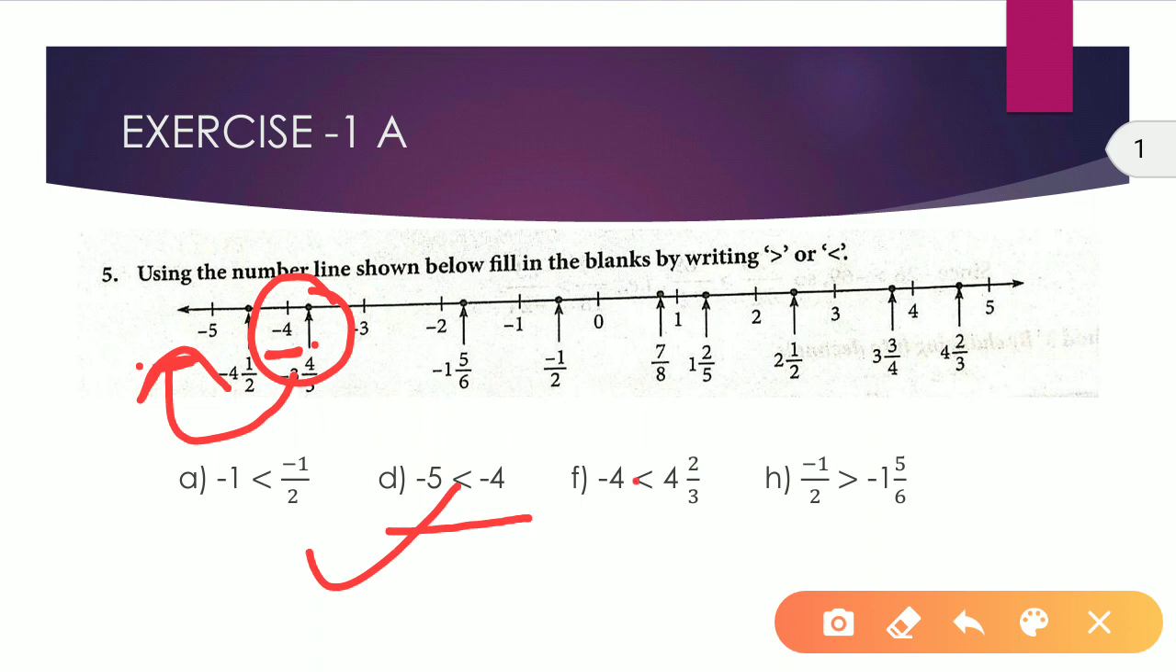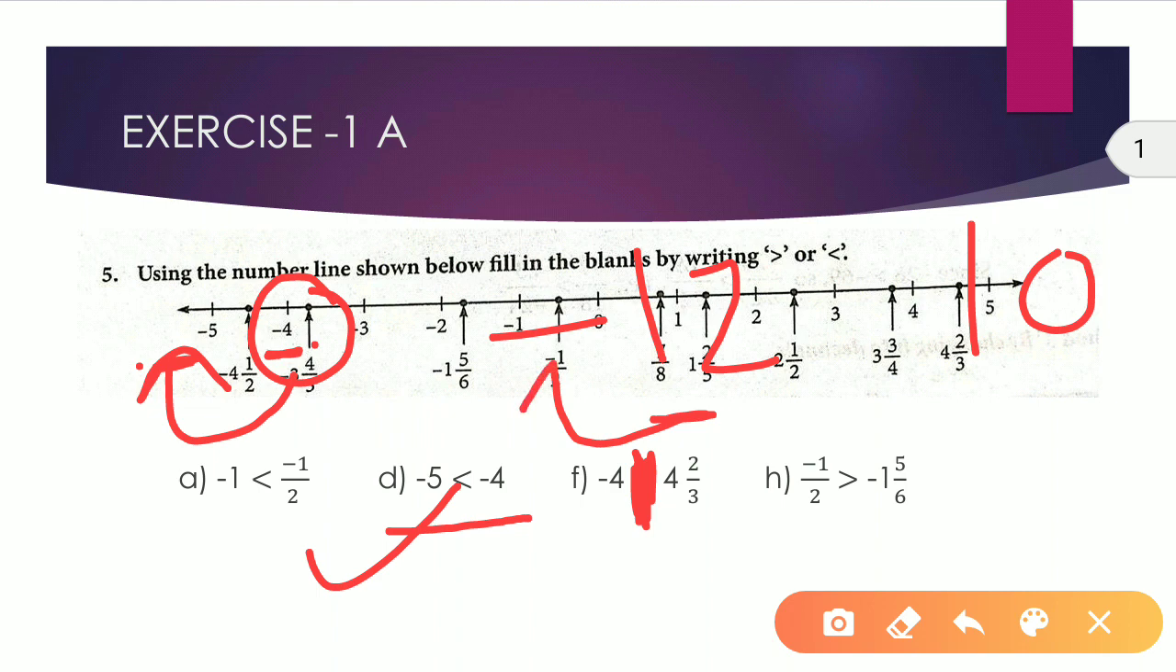Next is, which is greater between -4 and 4 whole 2 by 3? -4 is a negative number and 4 whole 2 by 3 is a positive number. One more property is there, that a positive number is always greater than a negative number. Suppose we have a number 10, a positive number, and we have a negative number -12. If we compare 10 and 12 only, 12 is greater, but here 12 has a negative sign and 10 has a positive sign. So 10 will be greater than -12.